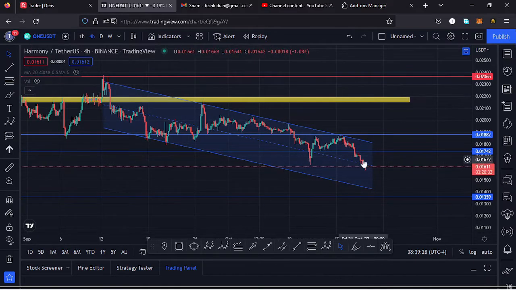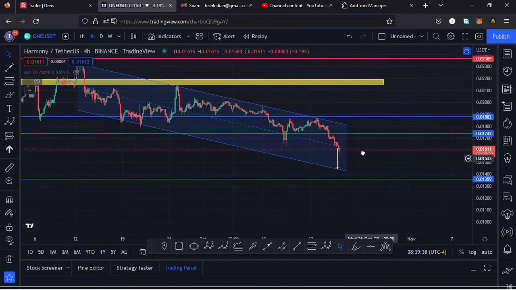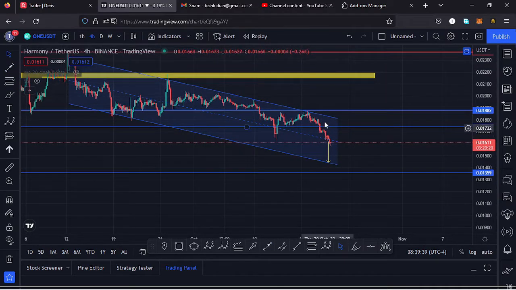It's possible that Harmony One might continue seeing lower prices and get back to the lower side of this channel, and that is at around the $0.014 mark. There's a possibility of that happening, and you can also see that we have lost a key area of support at around the $0.017 mark, and that would mean lower prices could be coming our way.